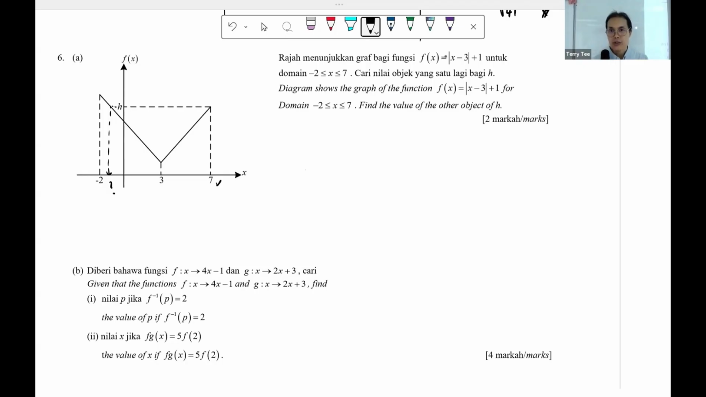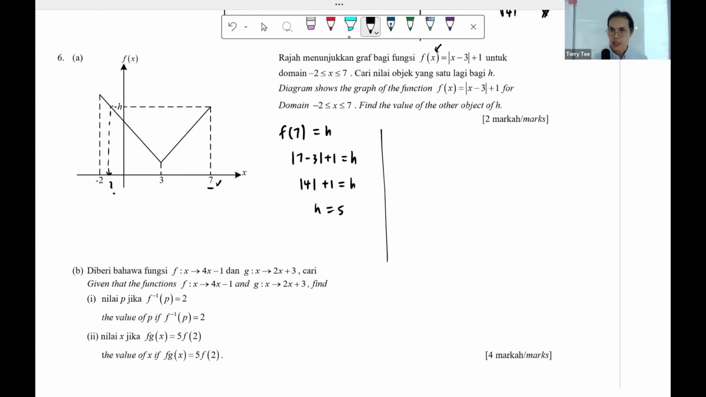h is your y value, which is your f(x) value. So we sub inside modulus of x minus 3, plus 1. Okay. Maybe I write this first. h is your y value when your x value is 7. So we say f(7) equals to h. Let us put 7 inside your x. Modulus of 7 minus 3, plus 1 is h. 7 minus 3 is 4. Modulus of 4 is 4. 4 plus 1 is 5. Your h is 5.